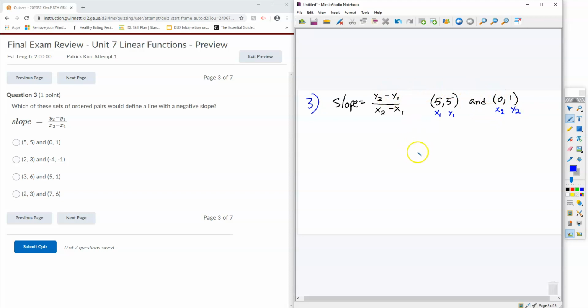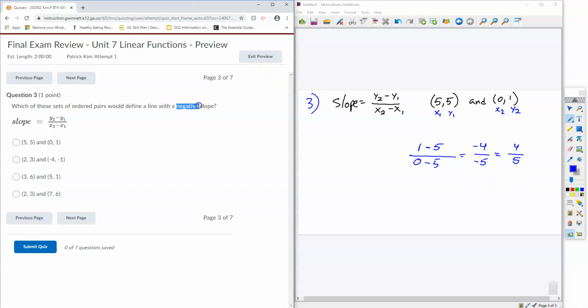So now plug this into your equation. y2 is 1 minus y1 is 5. Well, x2 is 0, so we'll put that down here, minus x1 is 5. 1 minus 5 is negative 4. We have 1, take 5 away, you're left with negative 4. 0 minus 5 is negative 5. Now if you look, you have negative over negative, which means that's positive, and 4 over 5 does not simplify, so we leave it as 4 over 5.